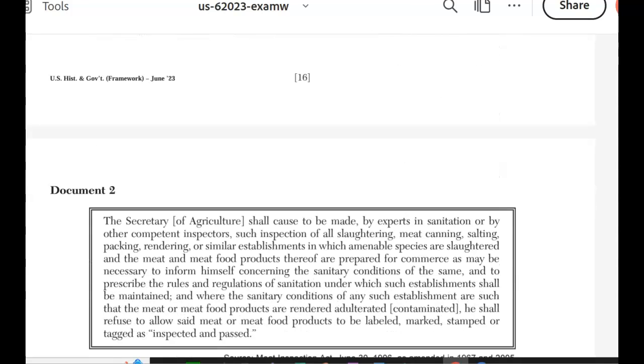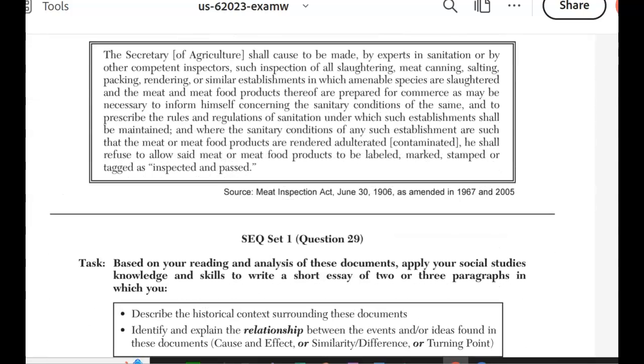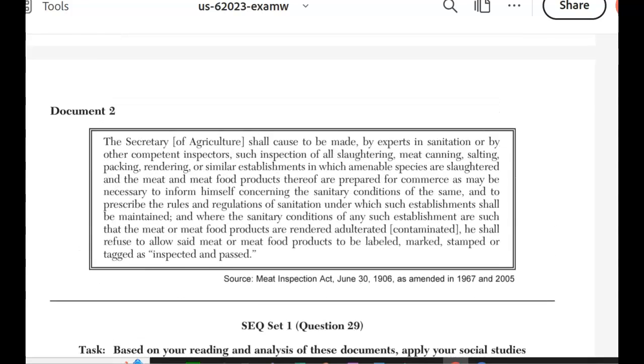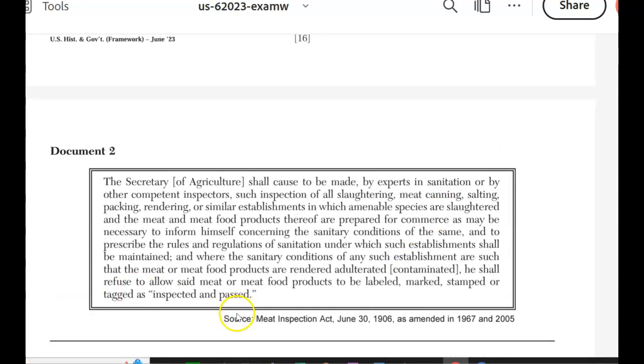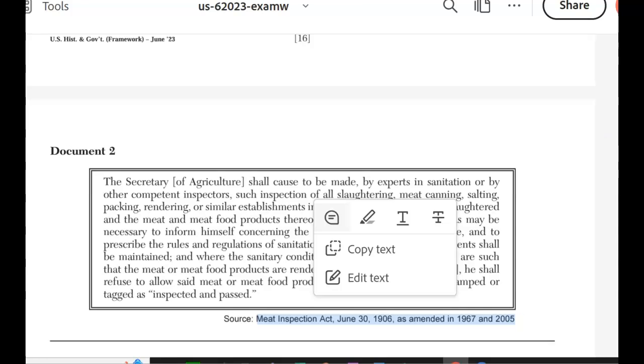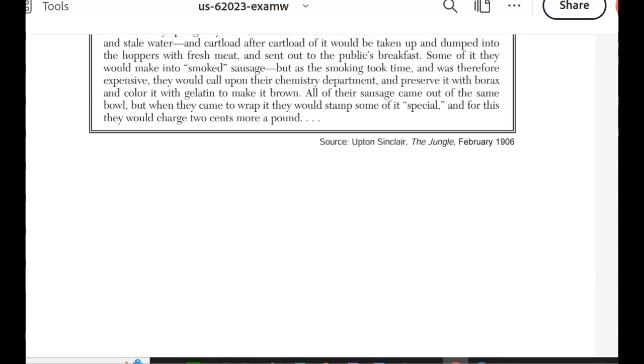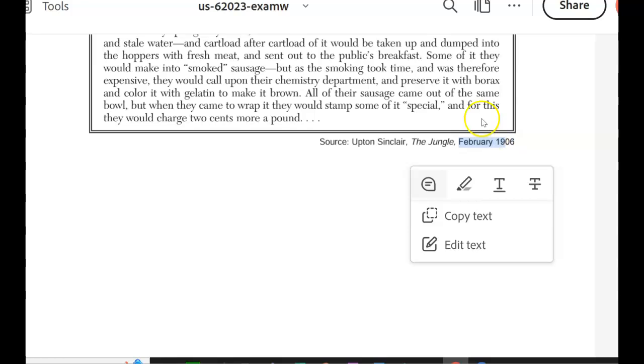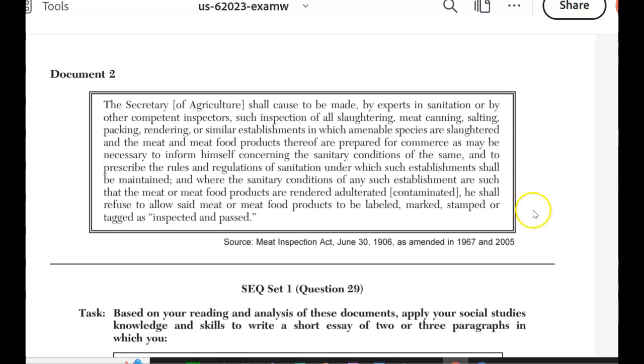Okay, that's document 1. Now you take a look at document 2. Document 2, again, always look at the source: Meat Inspection Act, 1906, as amended 1967-2005. Notice it's June of 1906. This is February of 1906. They give you the actual months. So this comes first, and then this document comes second. Meat Inspection Act, an act, of course, is a law passed by Congress.